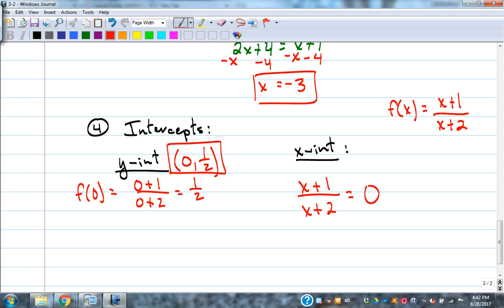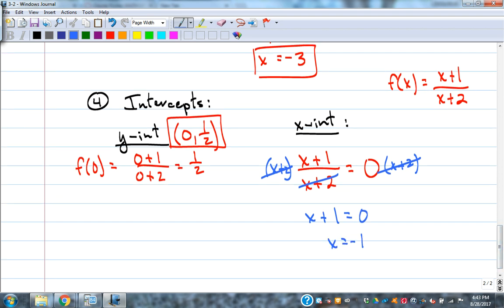Because technically, it's just like we did when we were finding where f of x is equal to 2, except we've got easier math to do. If I multiply both sides by x plus 2, x plus 1 equals 0. So that thing crosses the x-axis at (-1, 0). And that's the only one. It's the only place it crosses. And find the intercepts based on that.